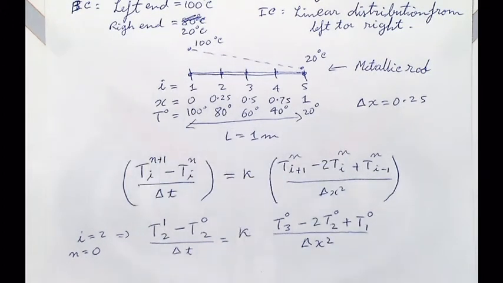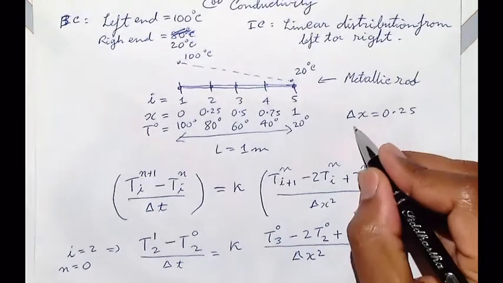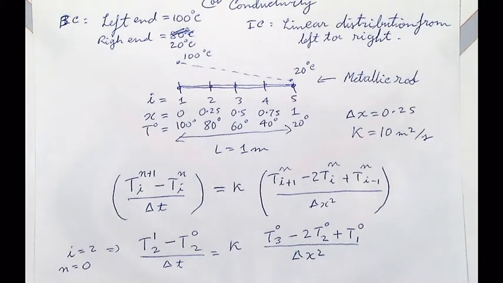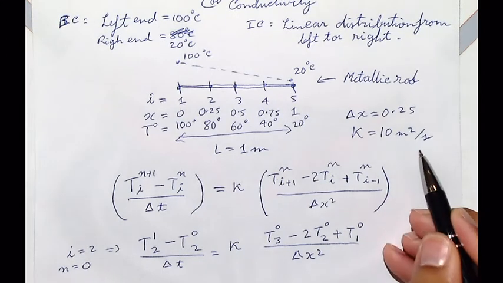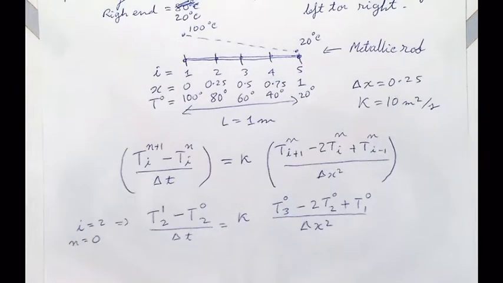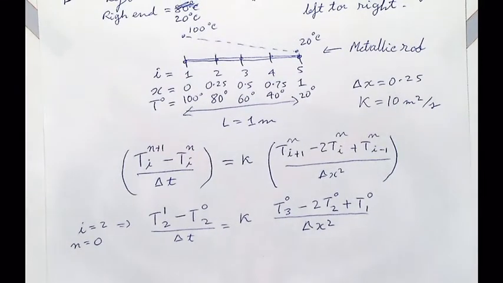Okay. So now we can basically plug everything in. One thing I did not give you is the value of kappa. So let's say kappa is 10 meters squared per second. Why meters squared per second? I will tell you later, maybe. So now, what about delta t? Where does delta t come from? What is delta t?